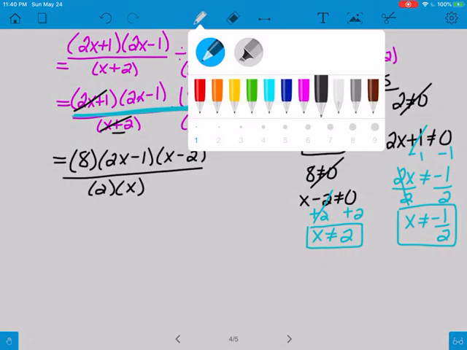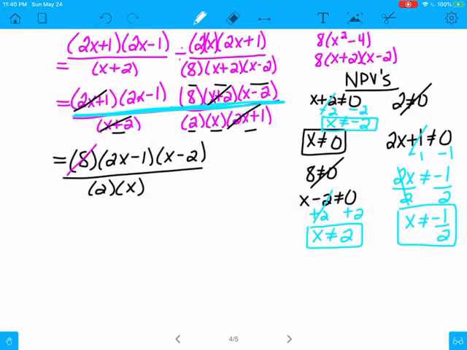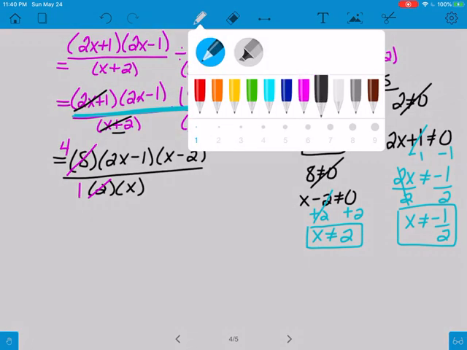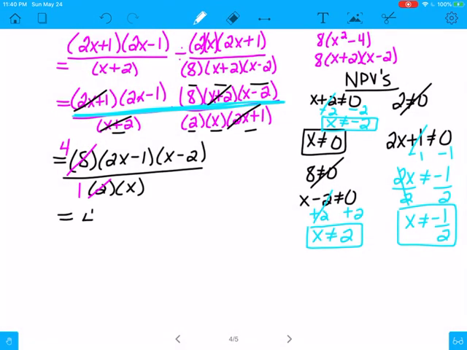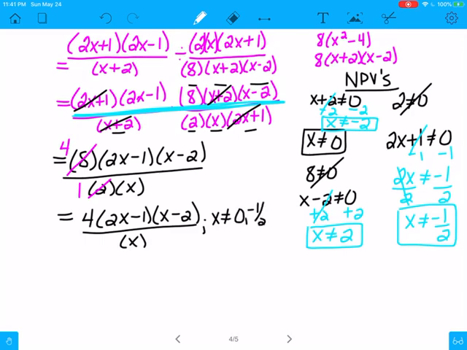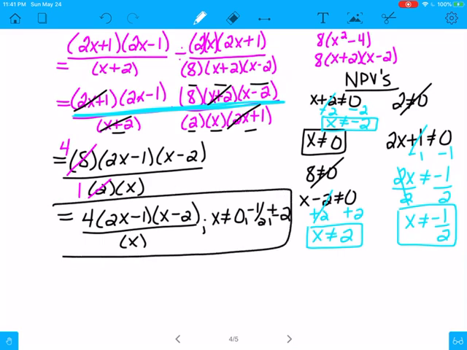But the 8 and the 2, I could take a 2 out of, sorry. 8 divided by 2 is 4, 2 divided by 2 is 1. So I'm left with 4, 2x minus 1, x minus 2, over 1x, or I could just say x. And then I say x cannot equal 0, negative a half, plus or minus 2. And that's it, that's all. So that's multiplying and dividing rationals.